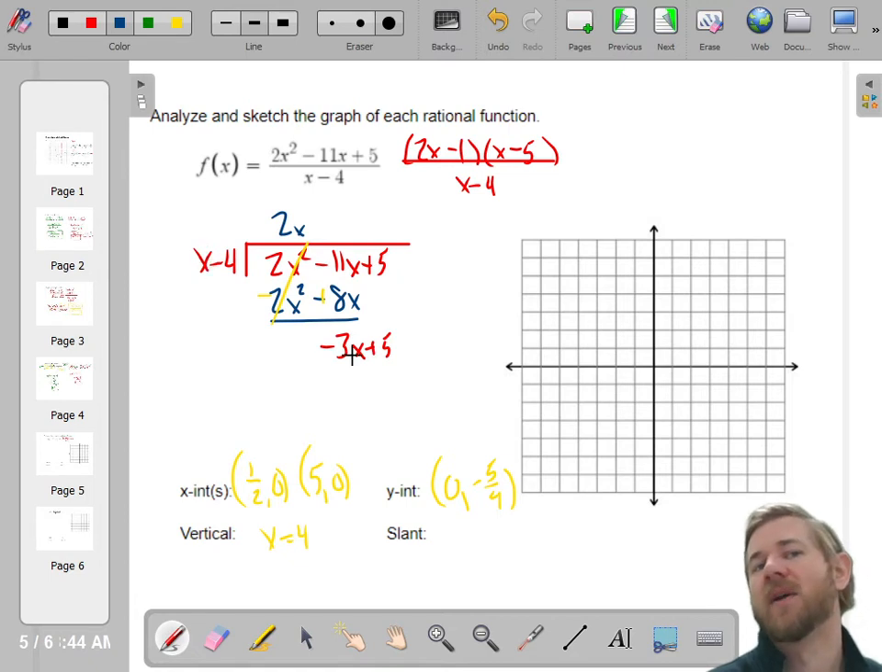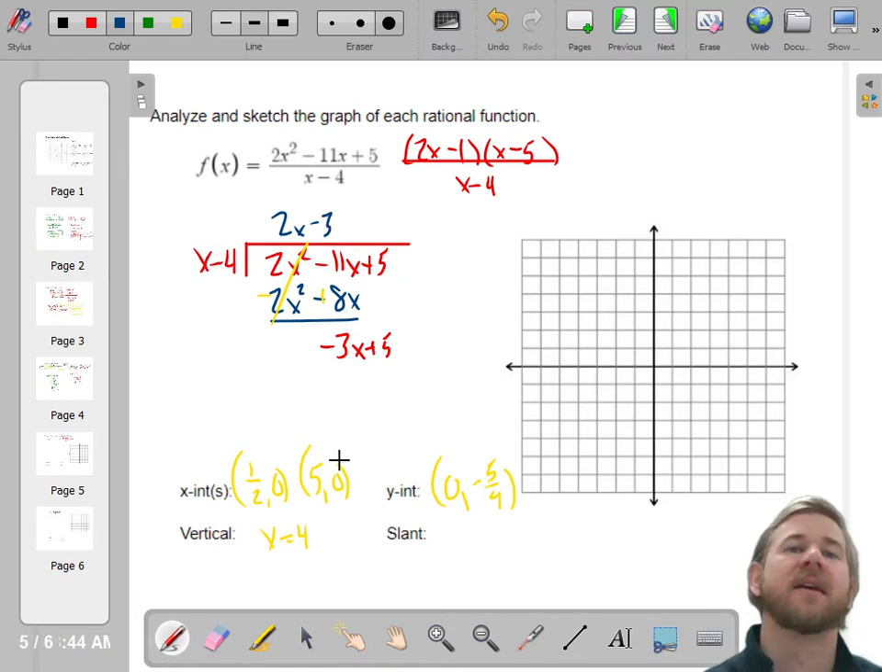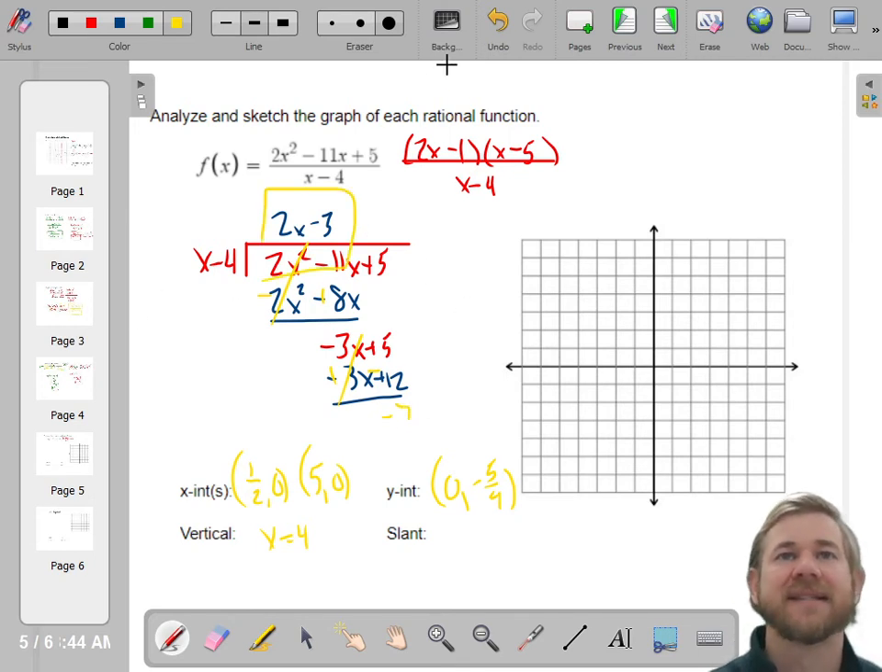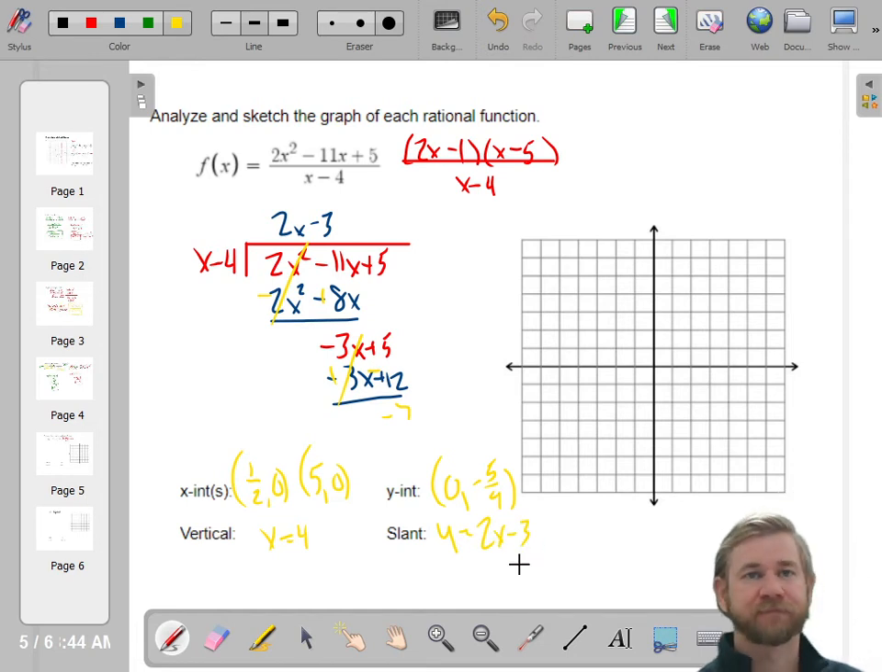Do it again. x times what gives you 7x? That'd be 7. Distribute: 7x minus 28. Flip your signs. The remainder is positive 33, but I really don't care about the remainder. This is the equation of my slant asymptote. y equals 2x plus 7.